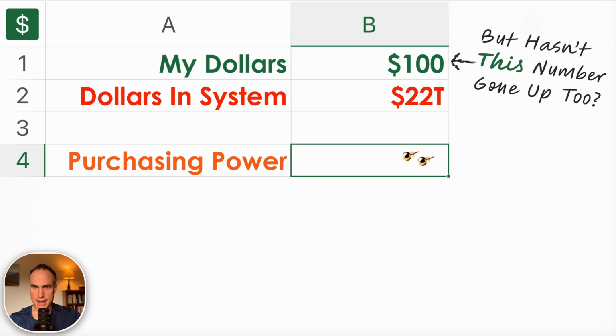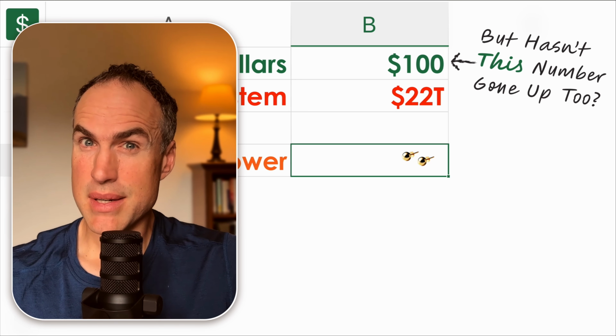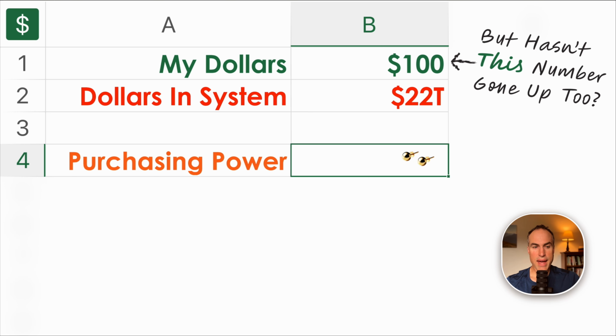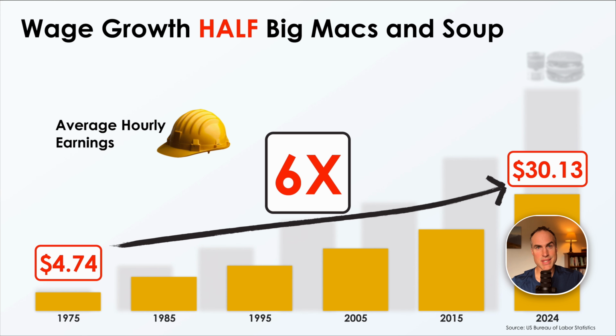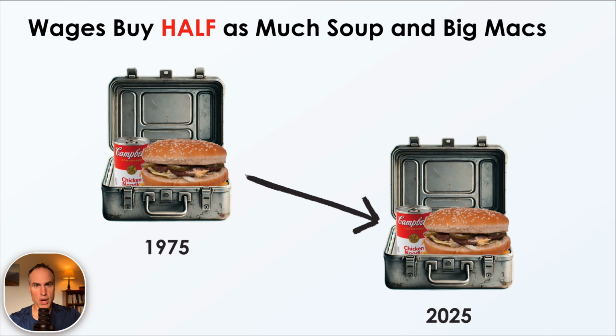But wait a second, hasn't the number of dollars in our bank accounts gone up too? Yes, but not as much as you might think. Average hourly earnings has gone up, but it's only gone up by about a factor of 6. And what this means in practice is that the average hour of work can purchase less Big Macs and less soup and less of our other daily goods than it could years back.